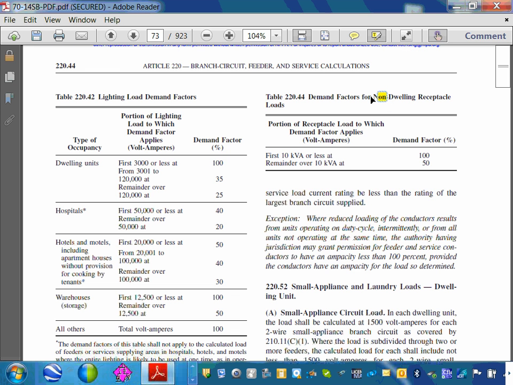Right here. Can you guys see the "none"? Write "non-dwelling." Yes, that's a mistake in the code.